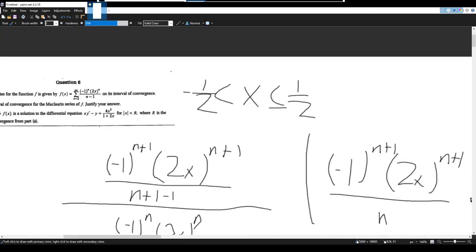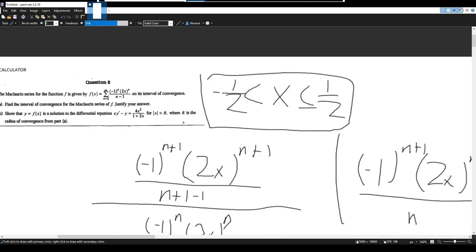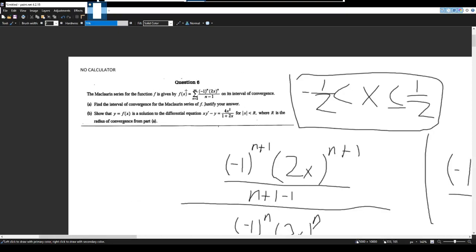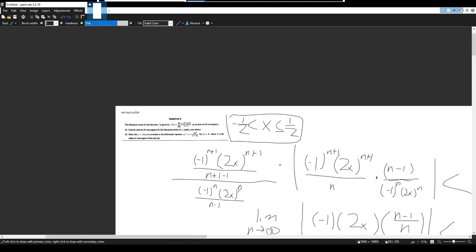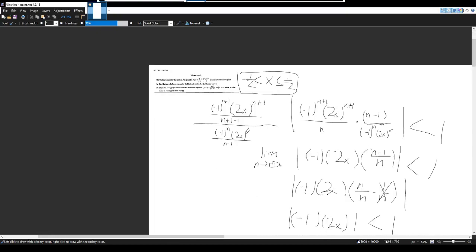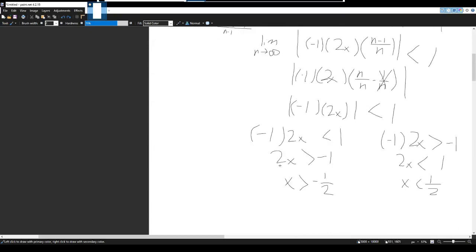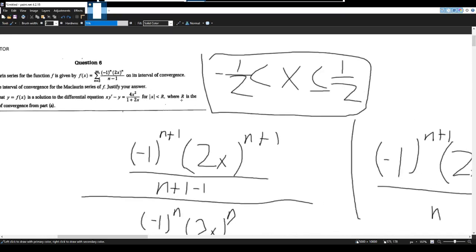So this is our answer. If x is greater than negative 1/2 and less than or equal to positive 1/2, then this thing, f of x, will converge. And our answer is justified. I'm not going to write it because I'm using a mouse, and that sucks. But basically using the ratio test.